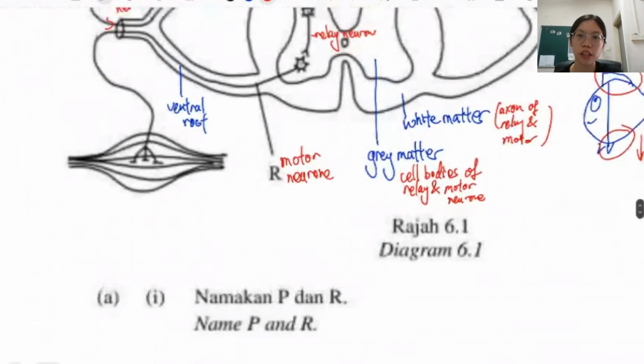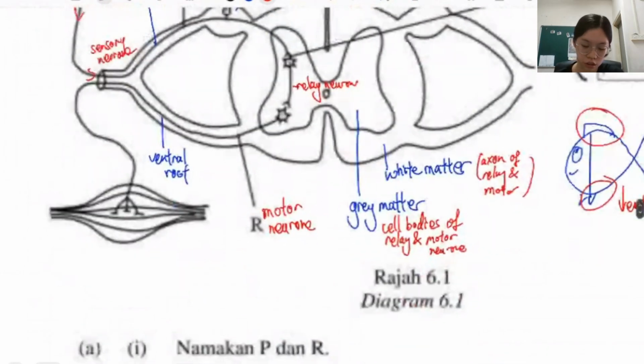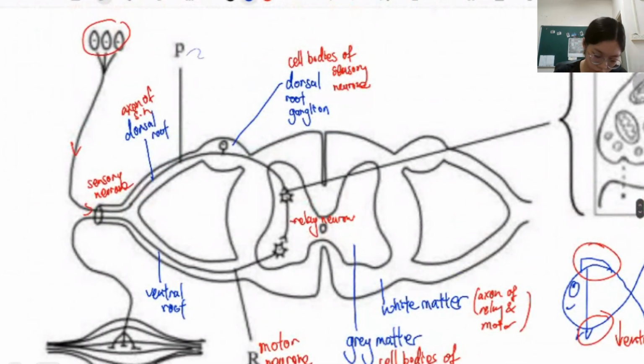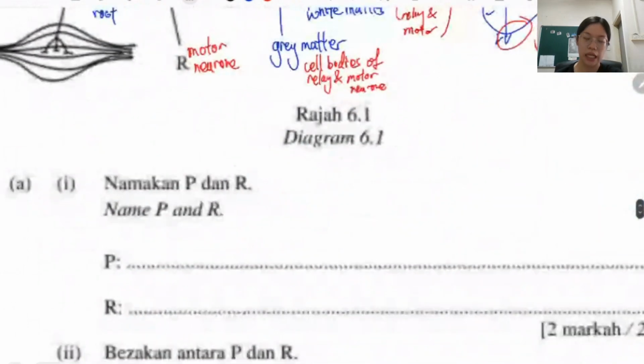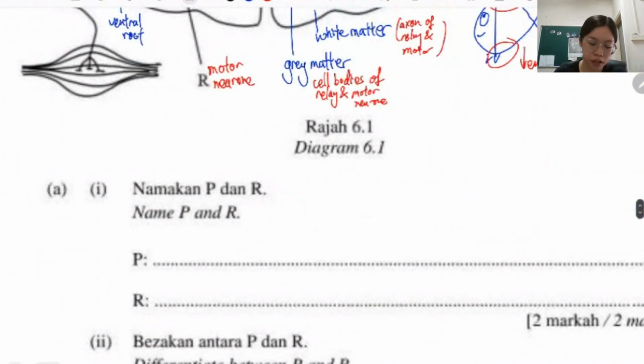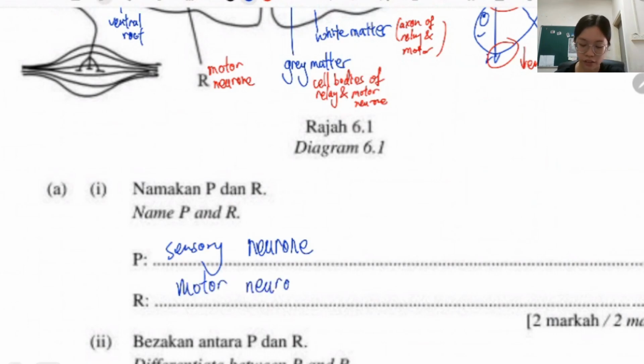So name P and R. P is basically sensory neuron. R is the motor neuron. Remember when they ask you to name, be careful of the spelling, because in the UK version, neuron is spelled with the E at the end. When you look online, sometimes they spell it differently because it's from America, I think lah. But remember it is spelled in this way.